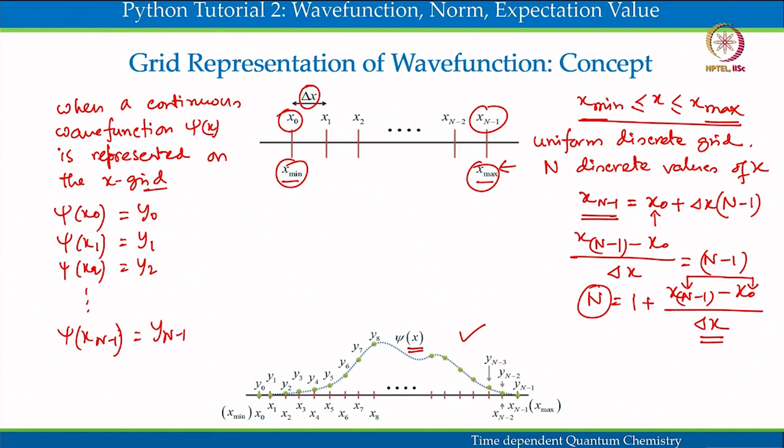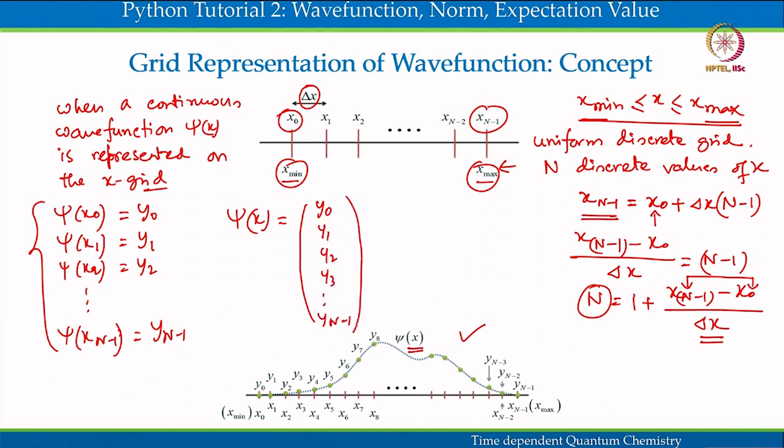And in linear algebra, one can represent this entire set of values as a column matrix. So psi(x) would be represented in matrix form as y0, y1, y2, y3, up to y(n-1). That is the column matrix we form, and that is the representation. And this column matrix can be represented in Python programming by an array.